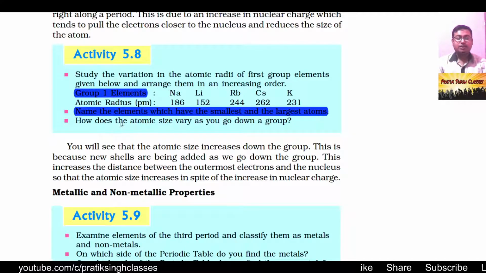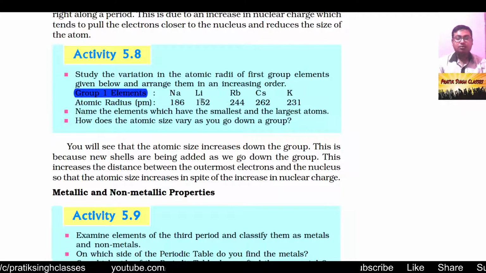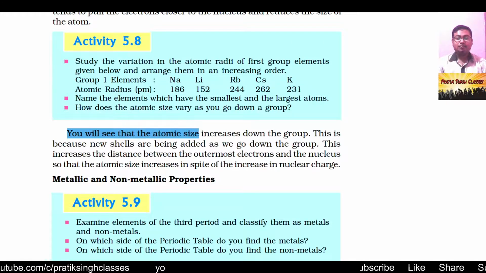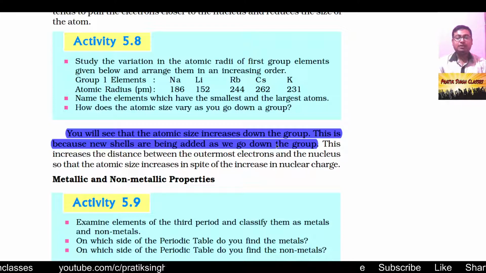How does the atomic size vary as you go down a group? If you try to write this, you have to find the variation, whether the increase in size is in a regular fashion. You will see that the atomic size increases down the group. This is because a new shell is being added as we go down the group. For every new element a new orbit will be added, and so the size will increase.